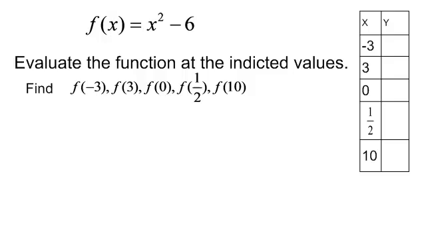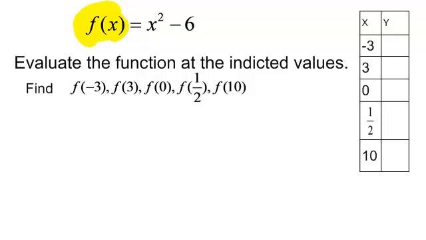We are given a function, f at x is equal to x squared minus 6. x is our input, and our f at x is just a fancy way to say y. So it's like y is equal to x squared minus 6. So my rule is to take the input, square it, and subtract off 6.